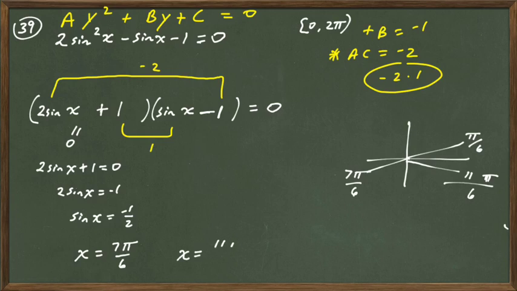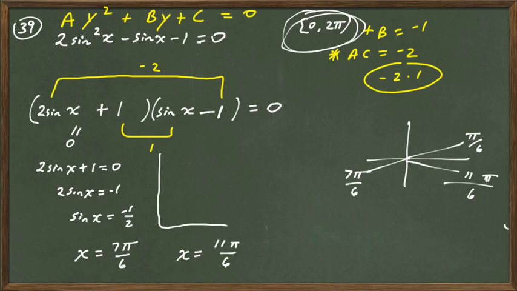So I have two answers for that. Again, I want all my answers 0 to 2 pi, which those work. Also, what makes this 0? Well, the sine of x minus 1 equals 0. That happens when the sine is 1. And where is the sine 1?